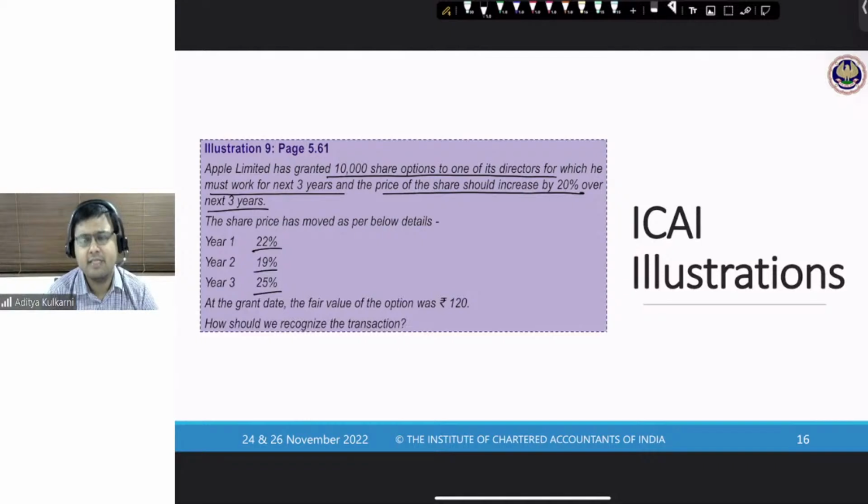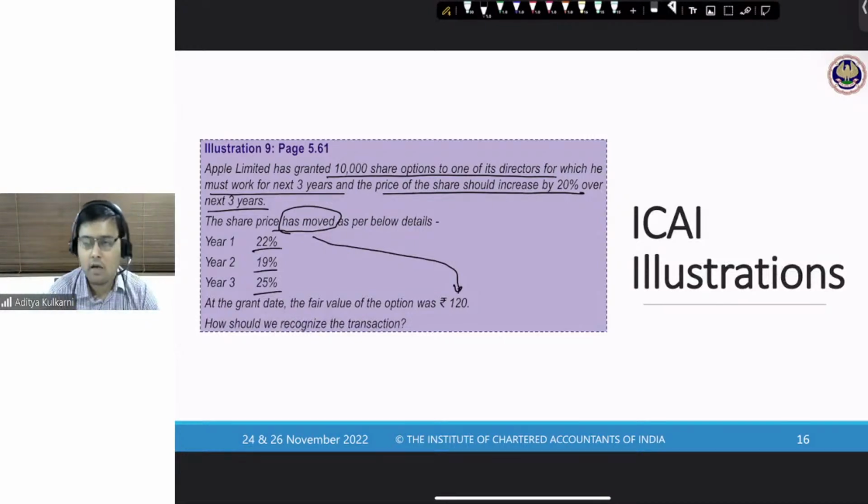Very simple. Is it a performance condition? Yes. Is it market linked? Yes. Ignore. That means what? What the standard believes is this price movement would have been estimated in the fair value. And therefore, there is no need for us to again give effect for the changes. That is one way of looking.